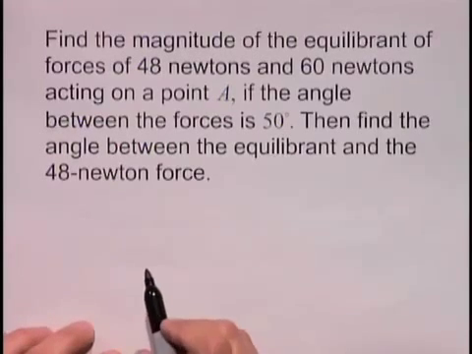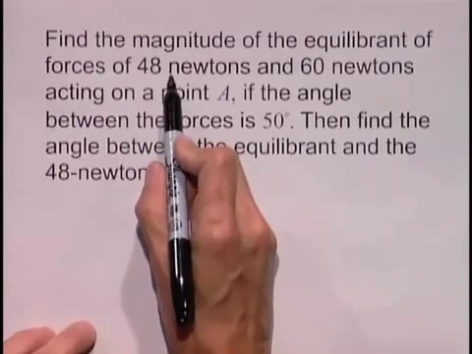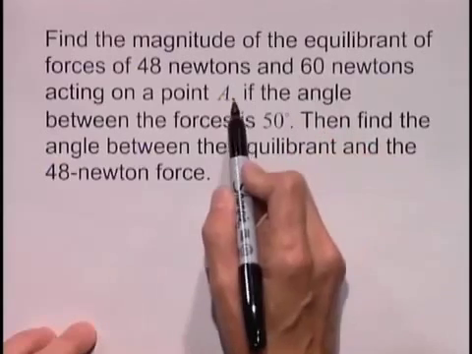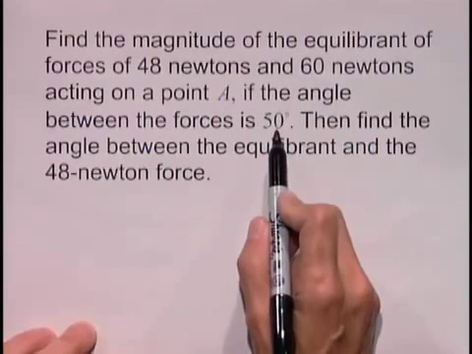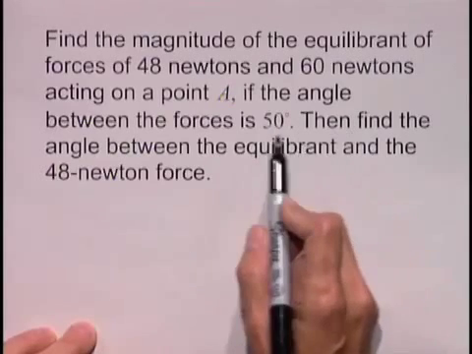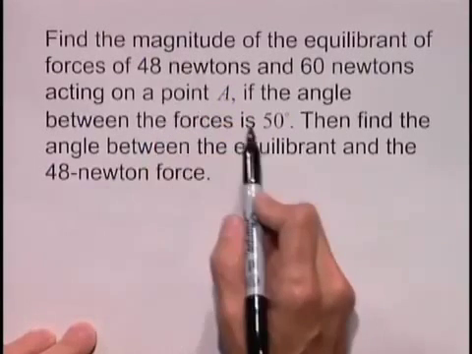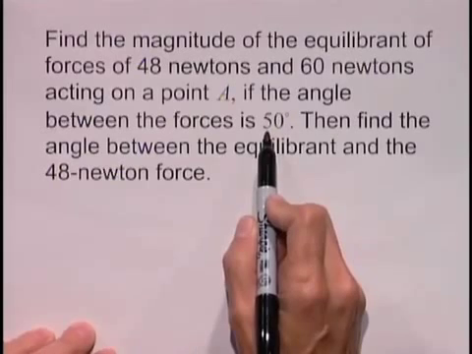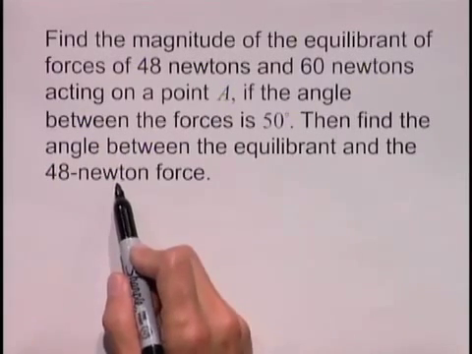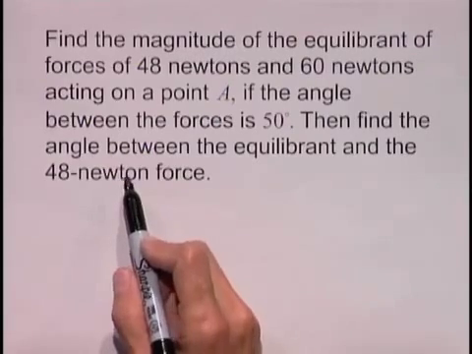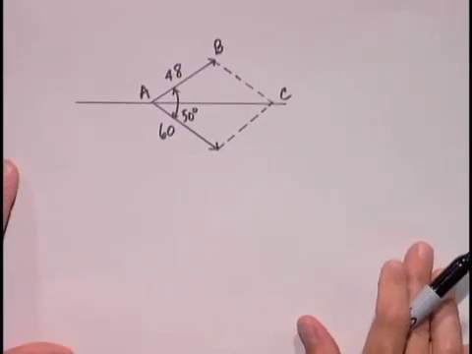So what we've got, and we're going to draw a picture, we've got a 48 newton force and a 60 newton force acting on a point A. The angle between those two forces is 50 degrees. We want to, first of all, find the magnitude of that equilibrant force. After that, we're going to find the angle between it and the 48 newton force.